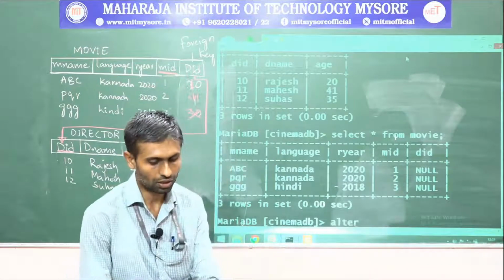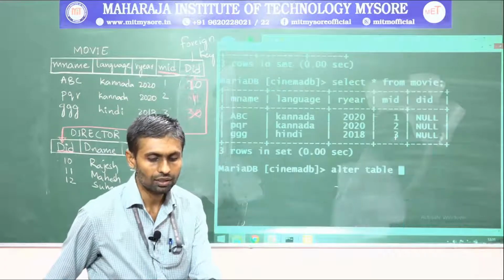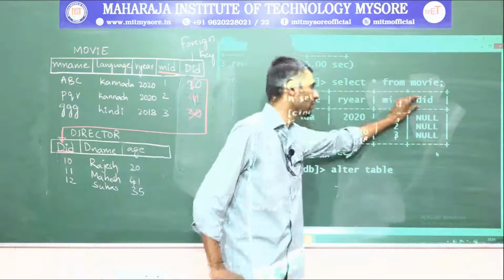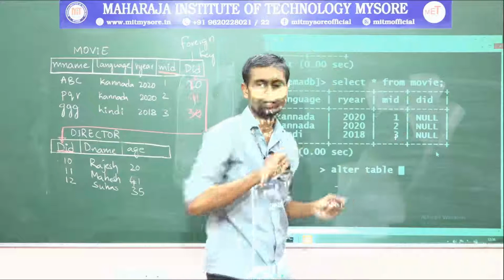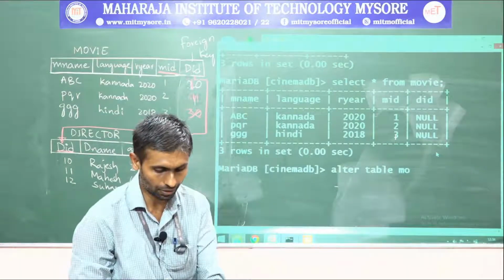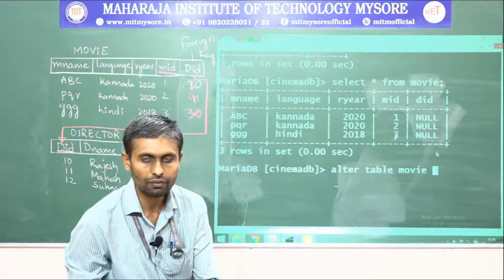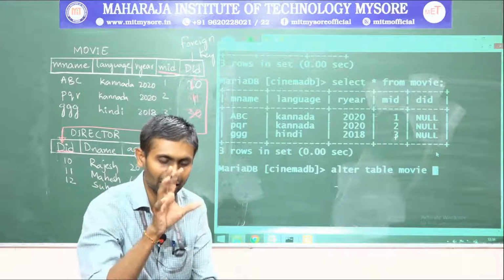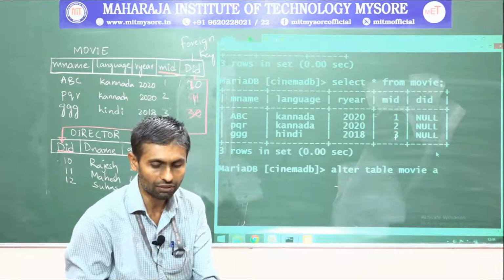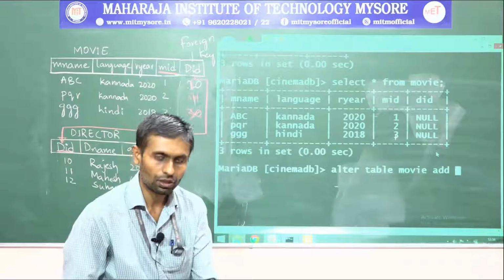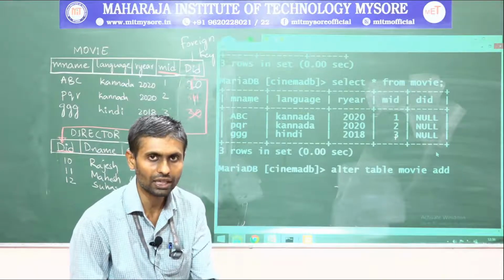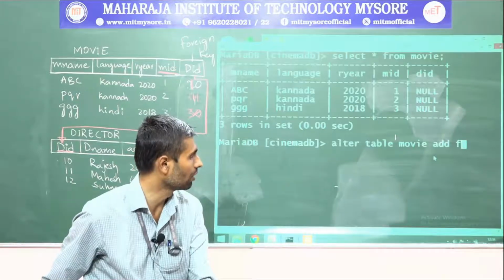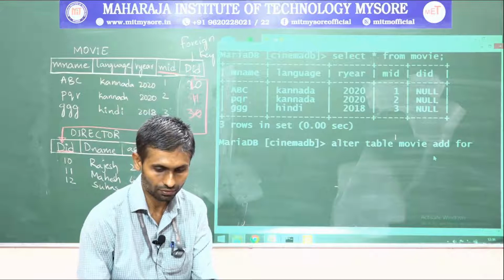To do that, alter table, where I am doing an alteration in the movie table, right? I have already added an attribute, but now I want to attach a constraint to DID. To do it: alter table movie. What do I want to attach? A foreign key constraint. That means I am adding a constraint, so I make use of the keyword add. Not primary key, but foreign key constraint. For that, use the keyword foreign key.